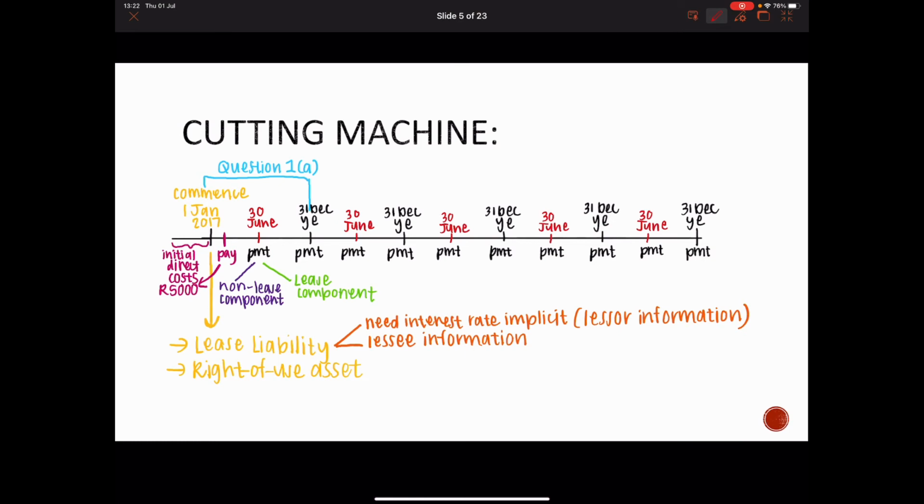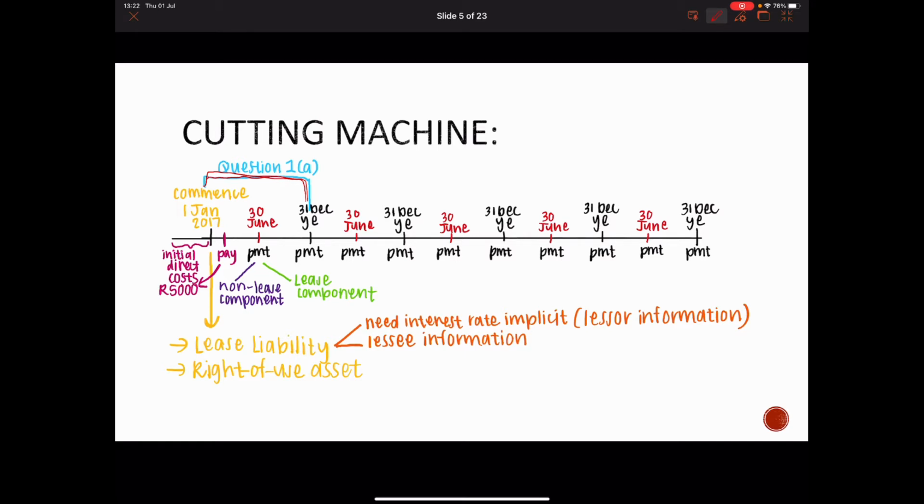So after I read the information, I drew my timeline, and this is what it looked like. So I know my commencement date is 1 Jan 2017, and I know the question asked me for the journal entries for the 2017 year of assessment alone. So this is this portion here in the blue. Then I know that we already did the journal entry for the initial direct cost before the 2017 year of assessment, but we are paying that amount during February of 2017. So we know we have to go and do that journal.